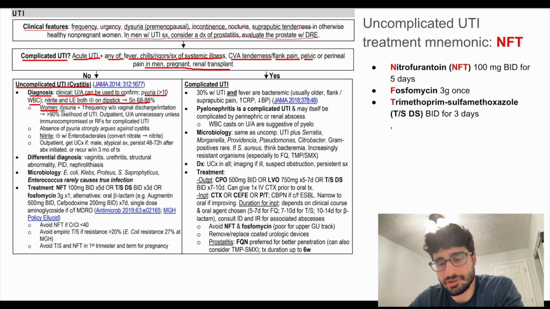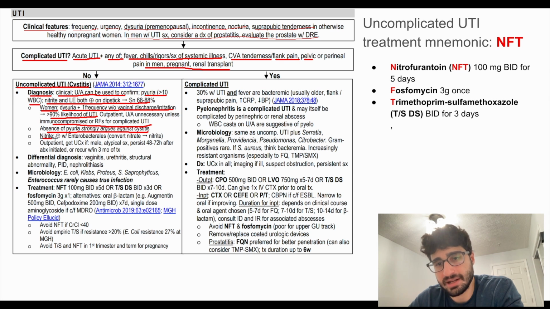In women presenting with dysuria and frequency, but without vaginal discharge or irritation, there is a more than 90% likelihood of a UTI. So in these cases, urine testing is not going to be necessary unless the patient is immunocompromised or has risk factors for complicated UTI. Importantly, the absence of pyuria strongly argues against cystitis.